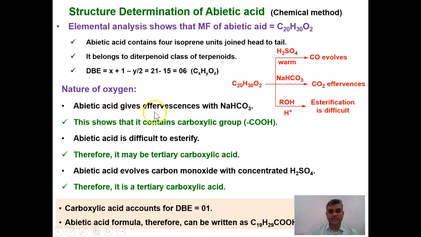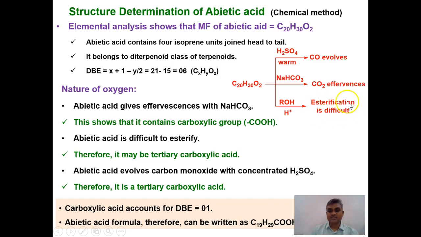In this experiment, effervescence of carbon dioxide was observed, and because of this effervescence, we assume that abietic acid is a carboxylic acid. Then, since it is a carboxylic acid, one must expect esterification, and when esterification was attempted, it was found to be difficult.